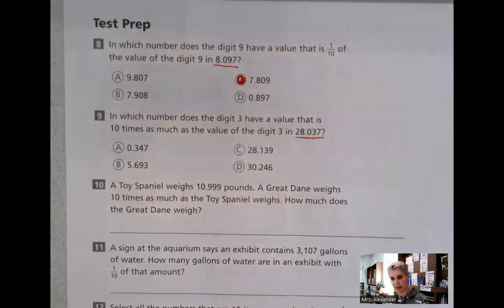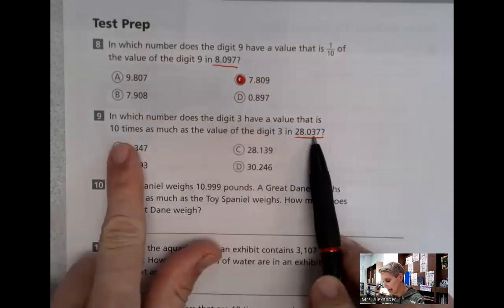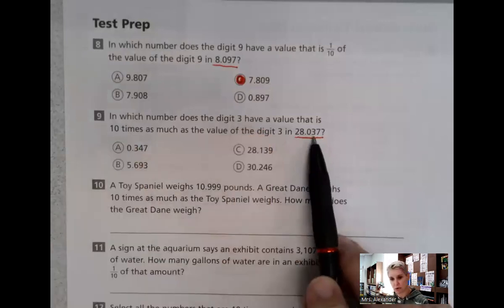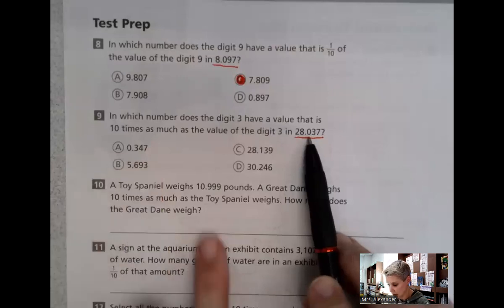28 and 37 thousandths. We're looking at the digit 3, and we want a number that is 10 times as much. How will it move? That 3 should move over from the hundredths place to the tenths place. And as I look, that would be letter A.